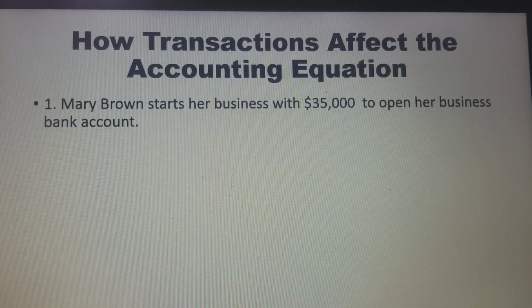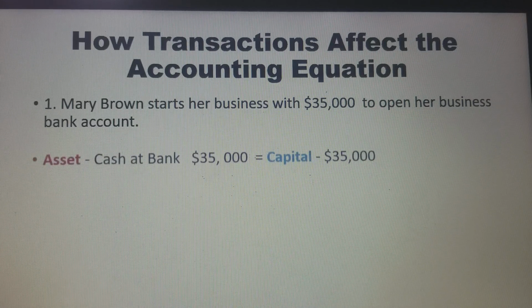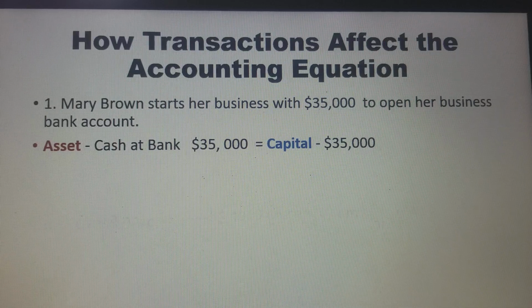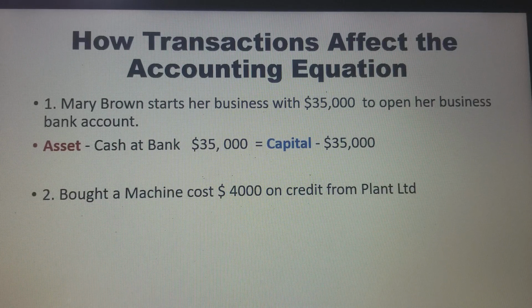Let's move on. So Mary Brown starts her business with $35,000 and opens her business bank account. The asset here is that cash was placed into the bank. Yes, the cash at bank is $35,000. So the $35,000 that Mary Brown used to start the business represents her capital. So the cash at the bank is the asset of $35,000. The capital is also $35,000.